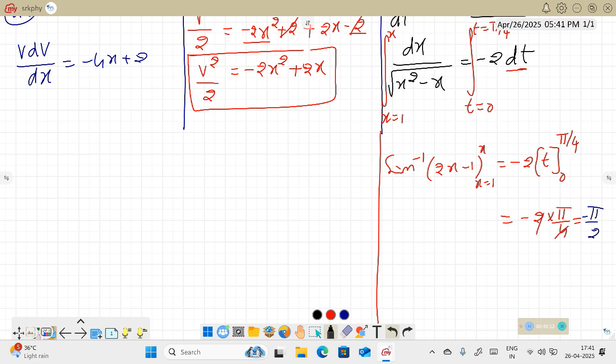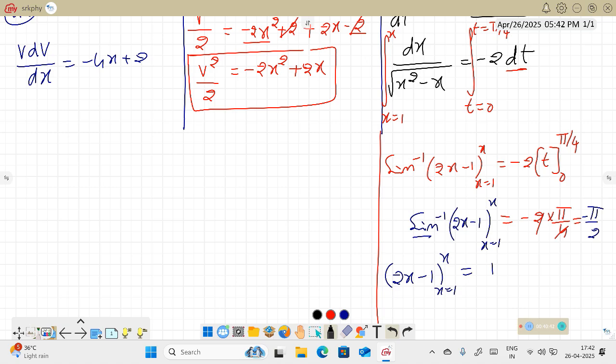This is sine inverse of which one? Sine inverse of that x value. If you put it, how much are you going to get? That is 2x, so minus 1, from x equal to 1 to x. So inverse function multiplication becomes 1. That means here 2x minus 1 from x equal to 1 to x is equal to, you are going to get 1.